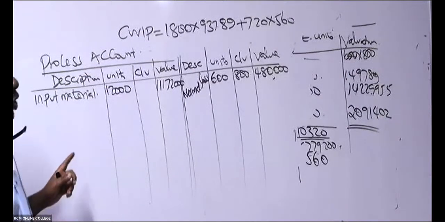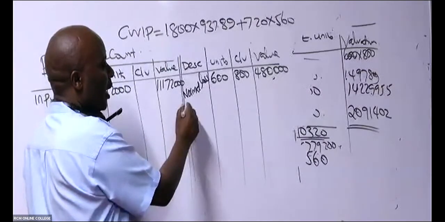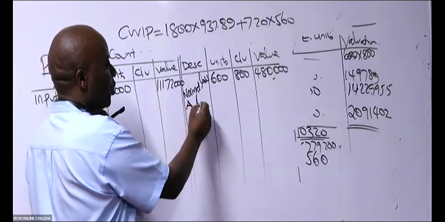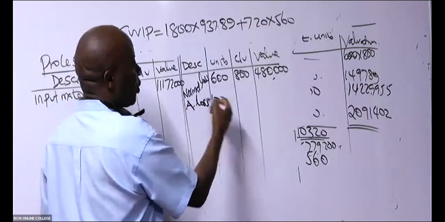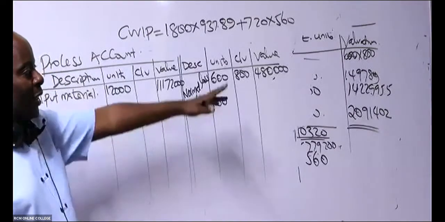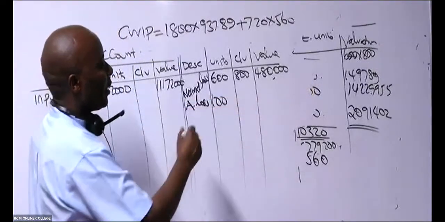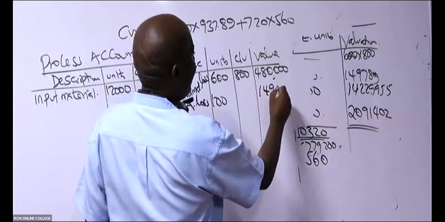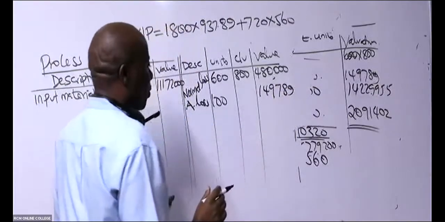After normal loss, what do we have next? Abnormal loss, isn't it? So abnormal loss, how many units were they? 100. And what was the total value? We have it here in the valuation. 149,789. Thank you so much.